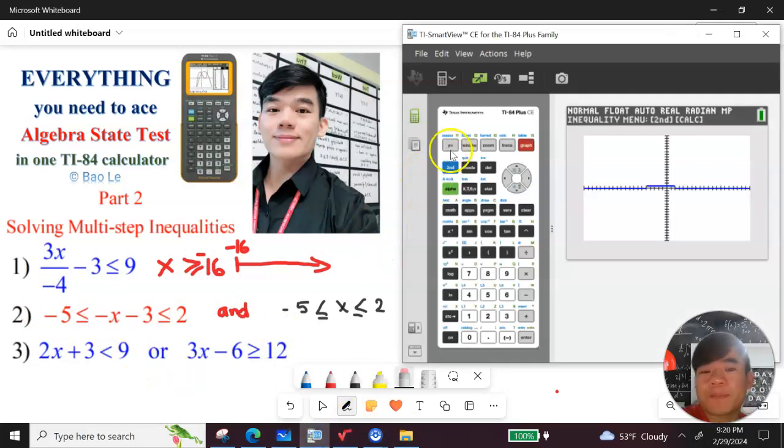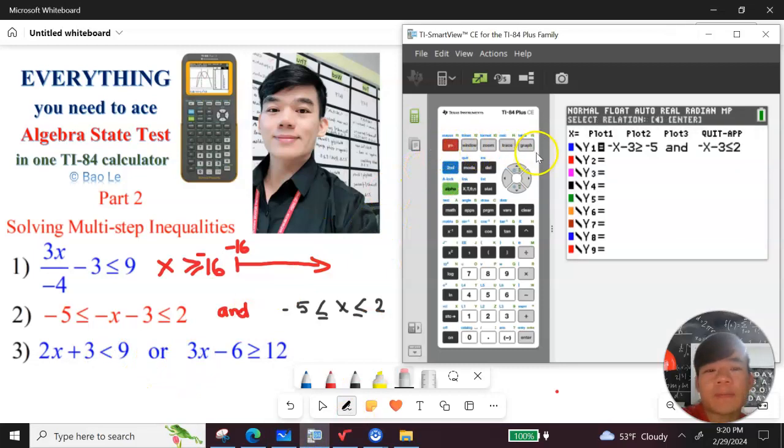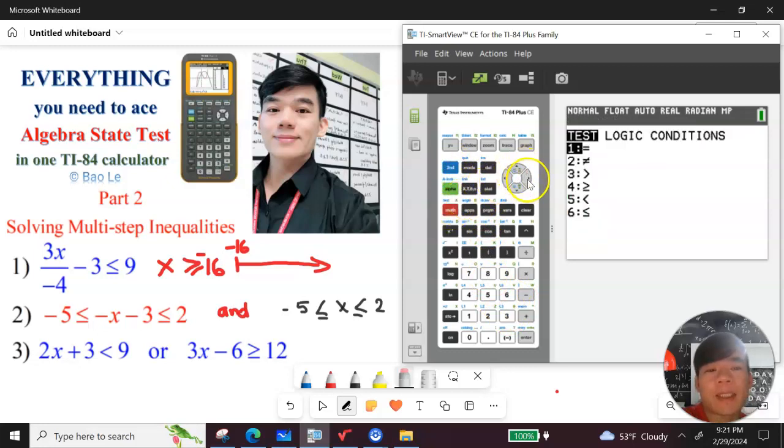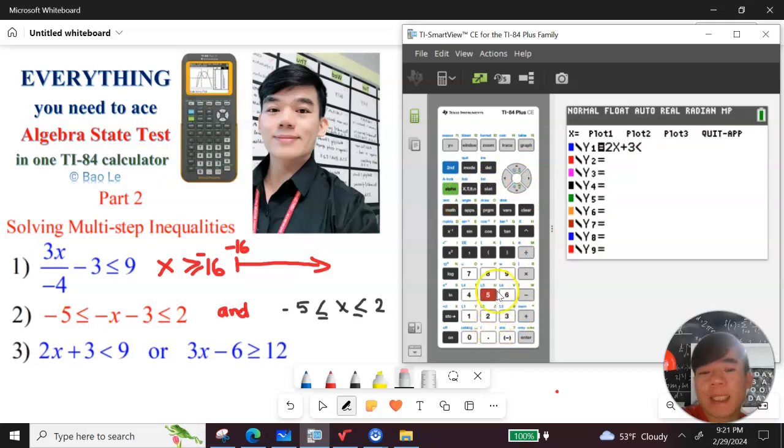Now we hit y equals again. Okay, so I'm going to clear everything. So I have 2x plus 3 less than 9. Okay, less than, right? So I need to hit second math. Less than, which means number 5 right here. So I hit number 5, less than 9.